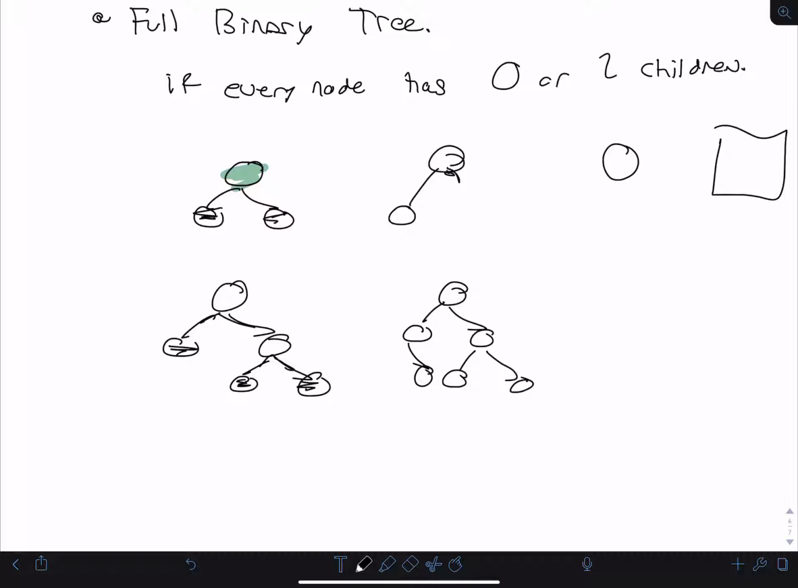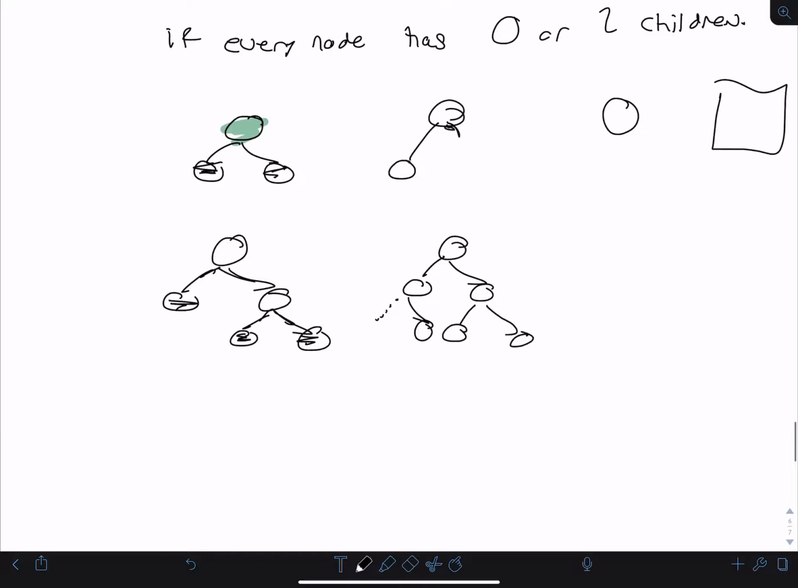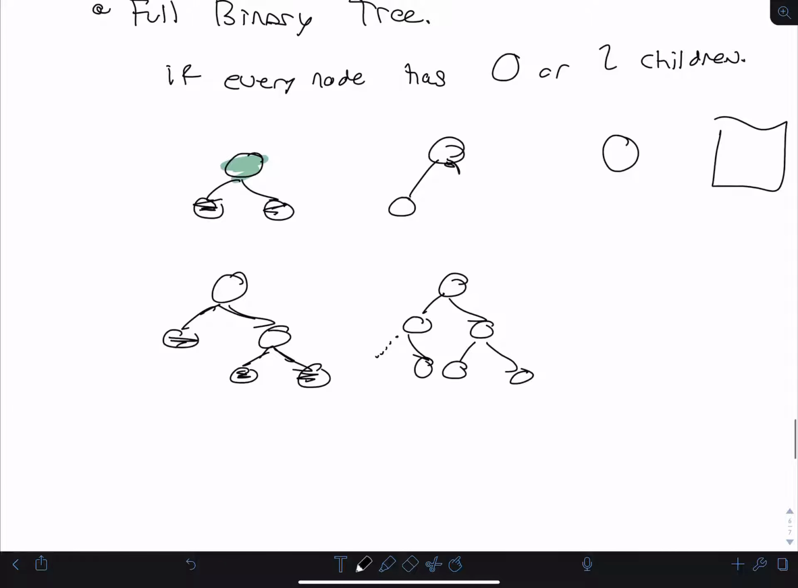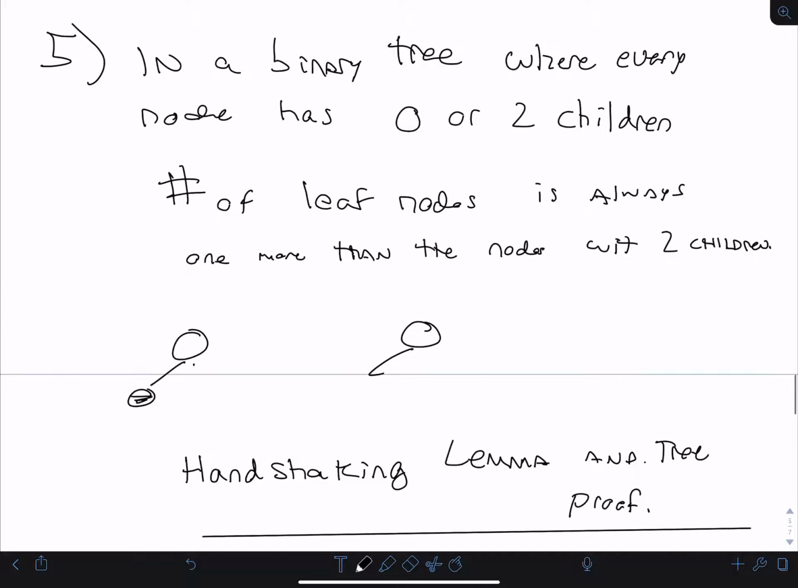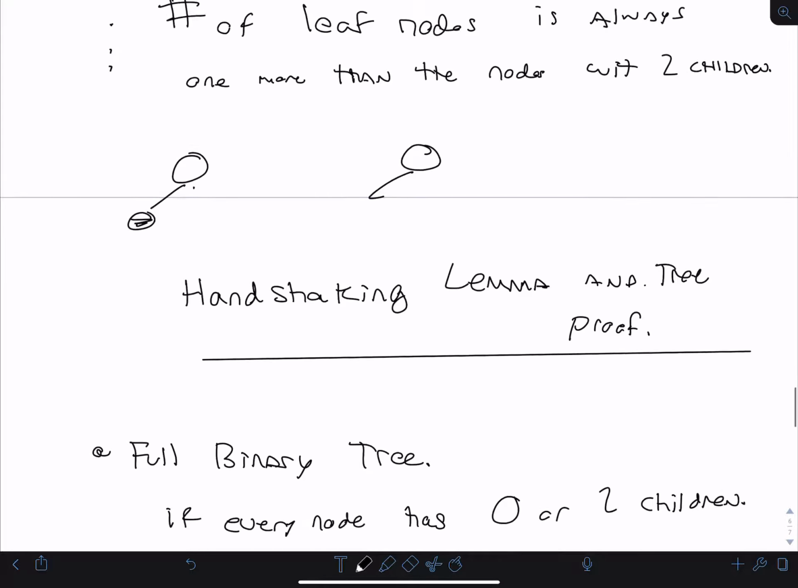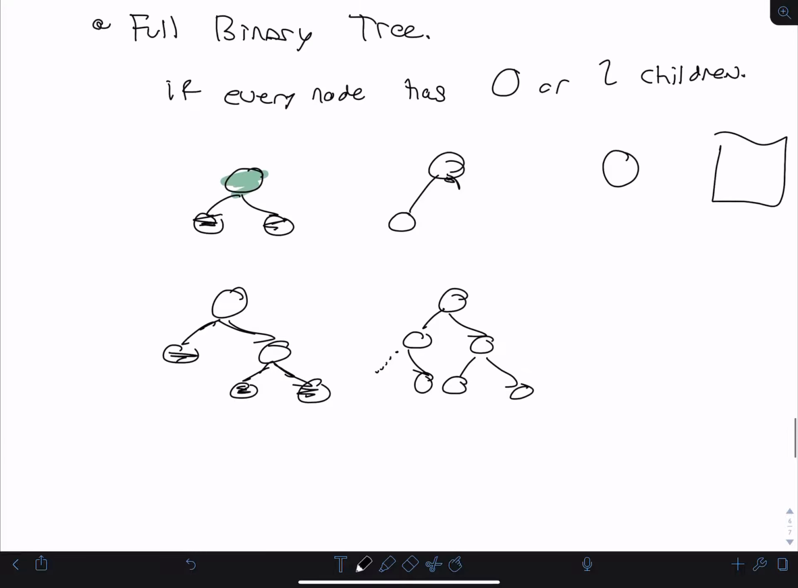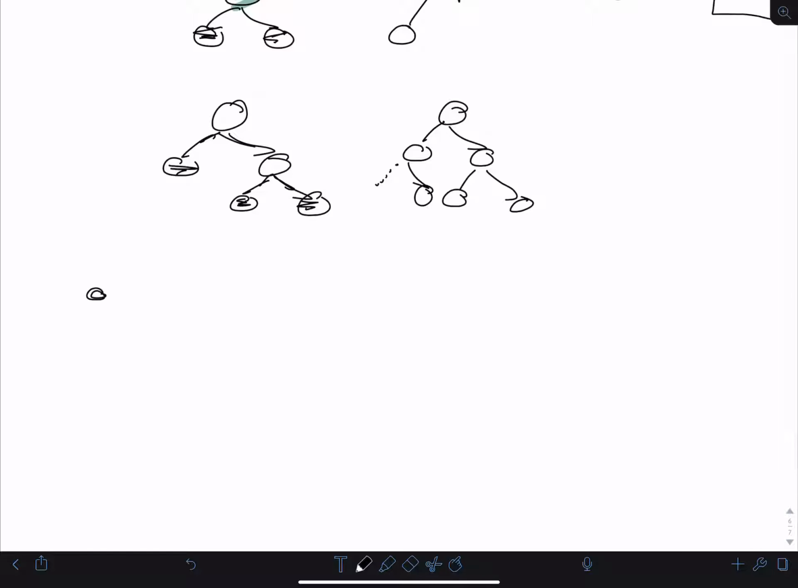No, it's not because it's missing this guy. Okay, I think we got the sense of that. So a property of full binary trees is that the number of leaf nodes is the number of internal nodes plus 1, which is exactly the same thing we said before here. Just rewording it, but we basically showed that. Okay. So that's one term that is popular.